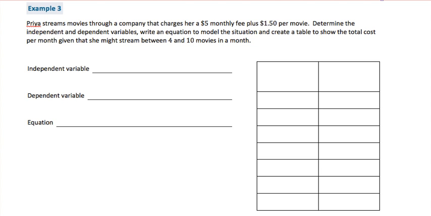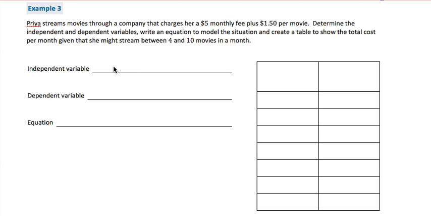Next, we look at example 3. Priya streams movies through a company that charges her a $5 monthly fee plus $1.50 per movie. So we need to determine the independent and dependent variables, write an equation to model the situation, create a table to show the total cost per month, given that she might stream between 4 and 10 movies in a month.